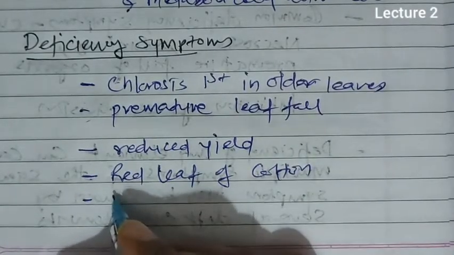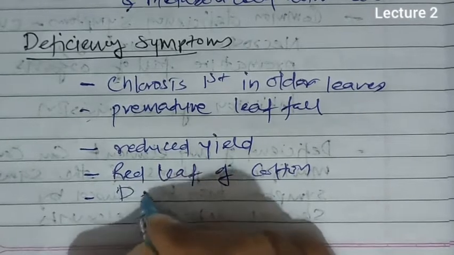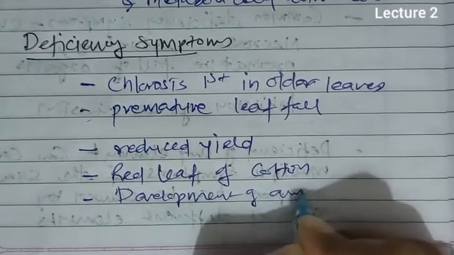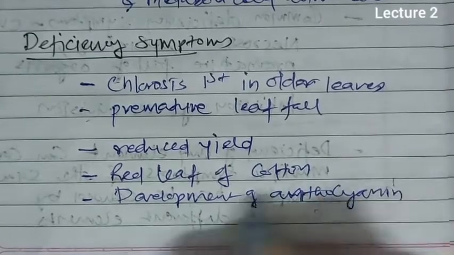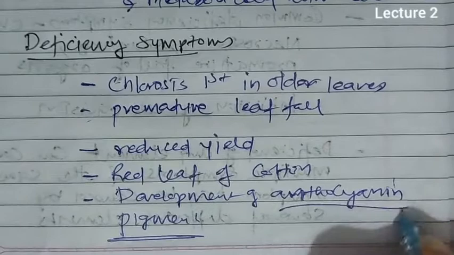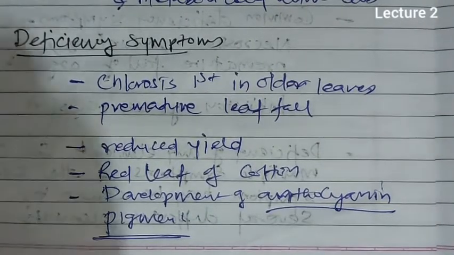Deficiency also leads to the development of anthocyanin pigment, and anthocyanin is a water soluble pigment. Its development occurs on the deficiency of nitrogen.